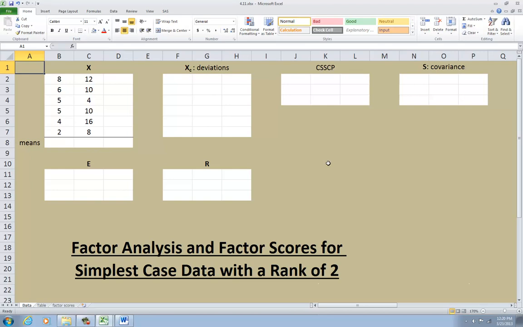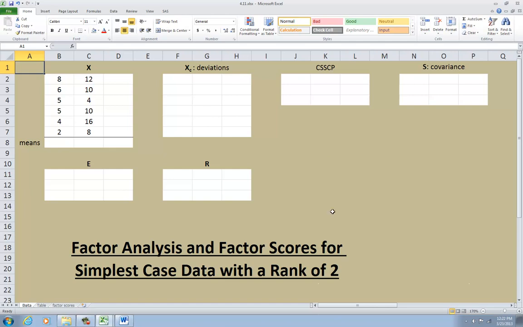Welcome back. This is video 4.11 on factor analysis and factor scores for simplest case data with a rank of 2. Now if you think about the videos that we did previous to this, we can do the same analysis on a similar data matrix that is not actually full rank, a matrix with a rank of 2, where we account for all of the variance in the 3-variable data set within a reduced 2-factor space.